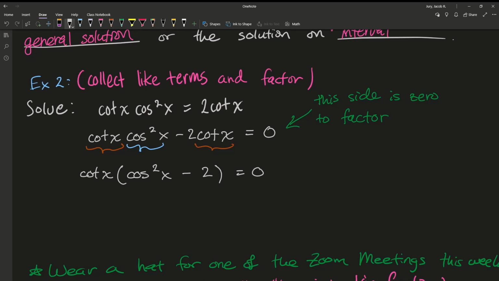And at this point, I can use that zero product property to set cotangent x equal to 0 and cosine squared x minus 2 equal to 0.